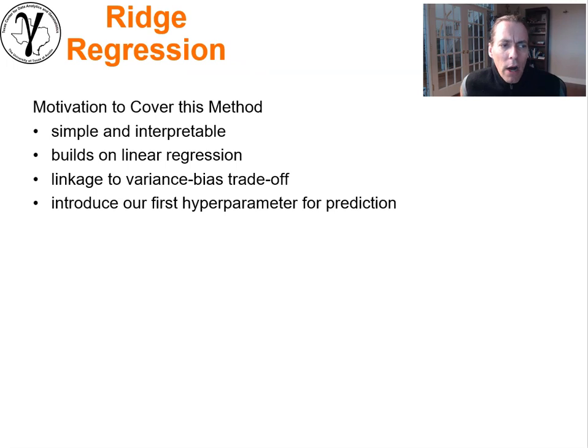Now, what's our motivation? Why do we want to cover this topic? Well, specifically, it's still very simple and interpretable, and when we're just getting started in machine learning, it makes a lot of sense to start with the simple and the more interpretable. Don't worry, we'll be building up to random forest and neural nets later on. Also, we want to get at this whole idea of the variance bias trade-off and provide you with a really nice application and demonstration of that. And this is an opportunity to introduce our first hyperparameter for the purpose of prediction, and that's going to be very useful too. So let's cover ridge regression.